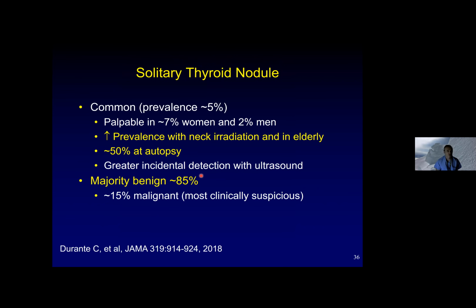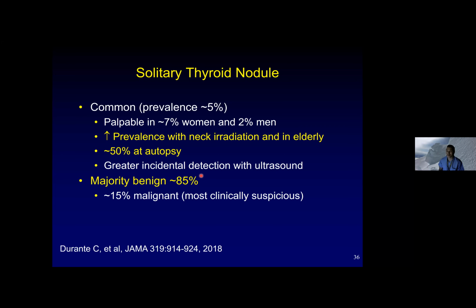Solitary thyroid nodules are also fairly common, and the prevalence is about 5%. It's palpable in about 7% of women and about 2% of men. And the prevalence is increased with neck irradiation and in the elderly, to the point that if you look at autopsy series, about 50% of people will have a thyroid nodule.